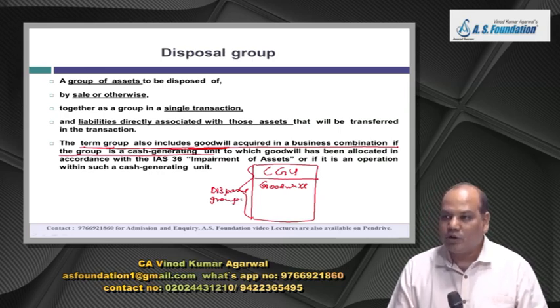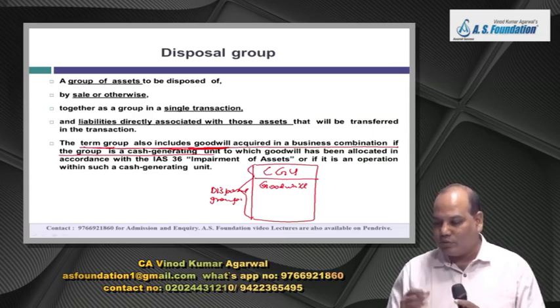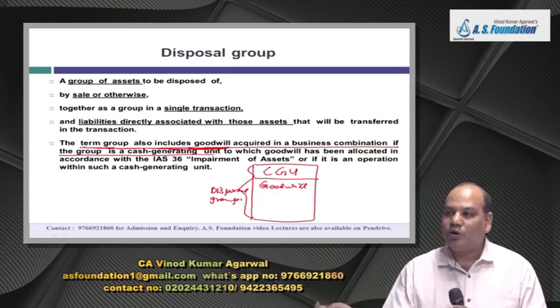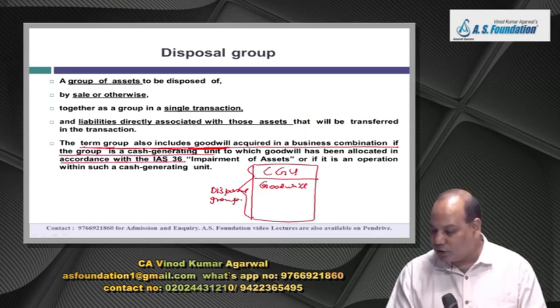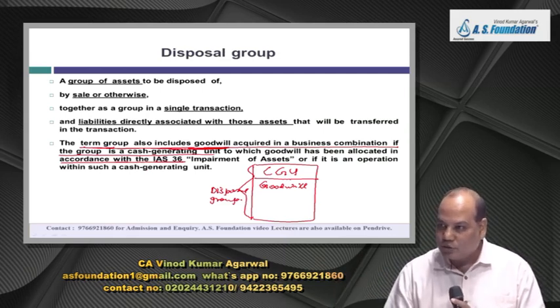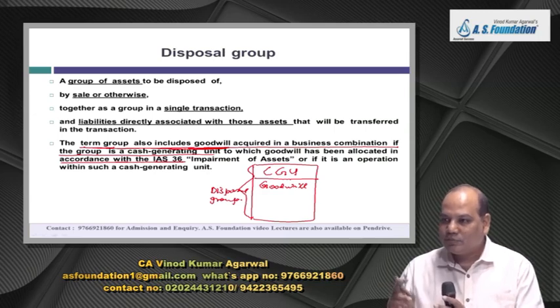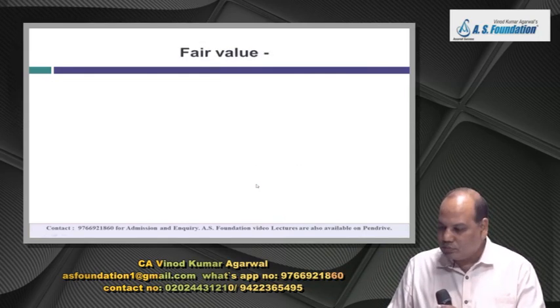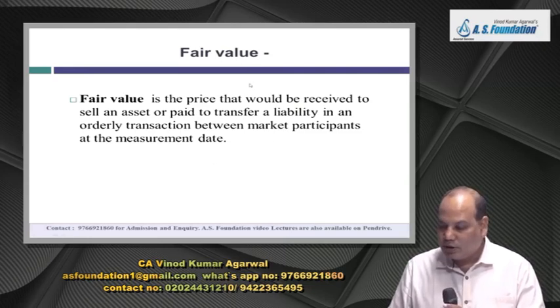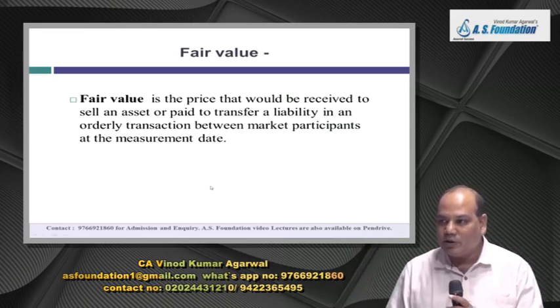It may not meet the definition of discontinued operation because it may not be a major line of business. A company has 100 factories. One of them you are planning to dispose of. So it may be a disposal group but may not be a discontinued operation. And it is a CGU to which goodwill was allocated as per Ind AS 36, or if it is an operation within such a CGU. So disposal group can be a CGU or an operation within a CGU also, or a group of CGUs also. Group of CGUs, CGU, an operation within the CGU. But there is no major role of goodwill in this chapter, except that in case you have to provide impairment in a CGU or a disposal group, the first item that will be impaired will be the goodwill.